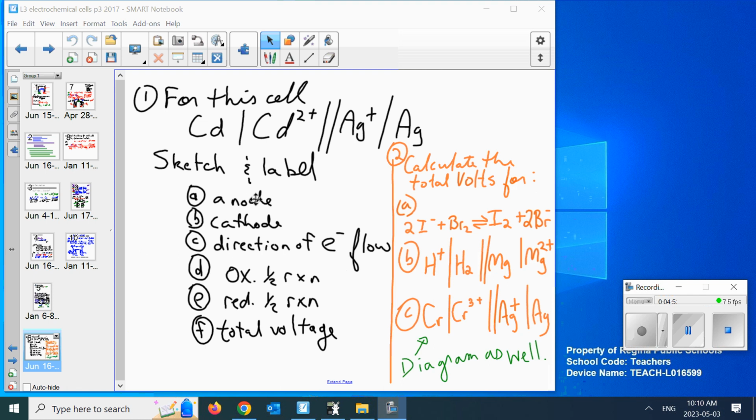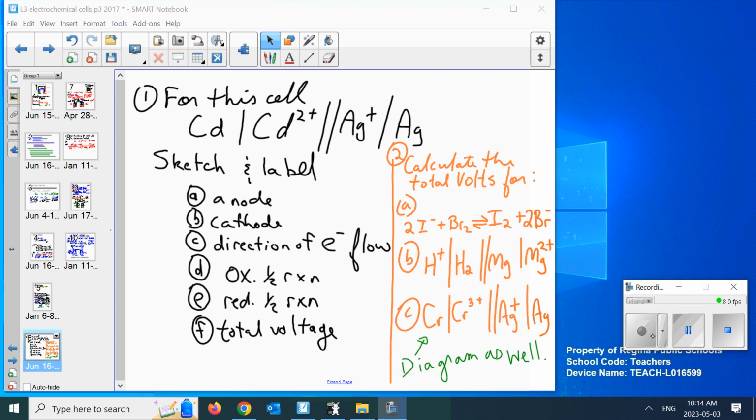Back to this. For this cell, only work on the black stuff. We're not going to do 2 yet, okay? So for this cell, jot this down and we're going to sketch and label this, but I want you to have this down first, okay? I'll pause the video while you copy that down.